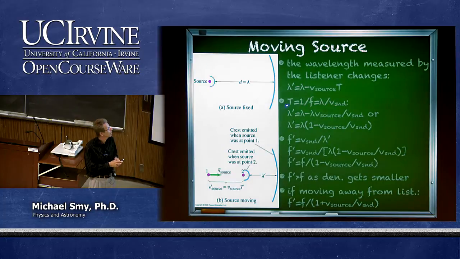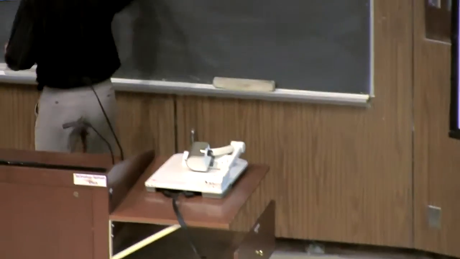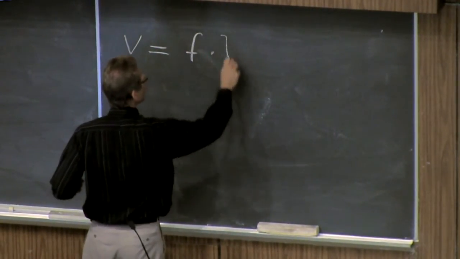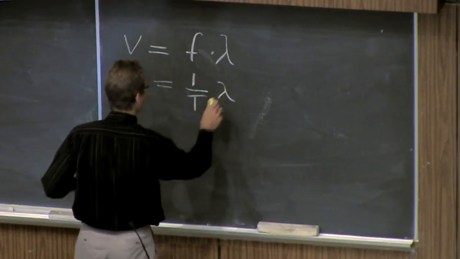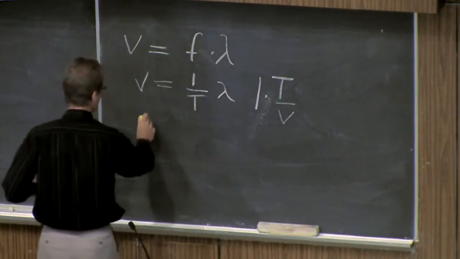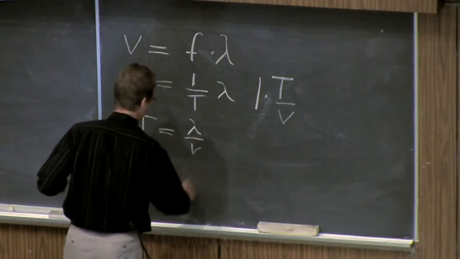Since we know that the time period is inversely related to the frequency, and we know that the frequency times wavelength equals sound speed, that doesn't change. So time period is 1 over the frequency, and lambda divided by the sound speed. So we have the sound speed is frequency times wavelength, which is 1 over the period times wavelength. And so if I multiply by t over v, then we get t equals lambda over the sound speed.